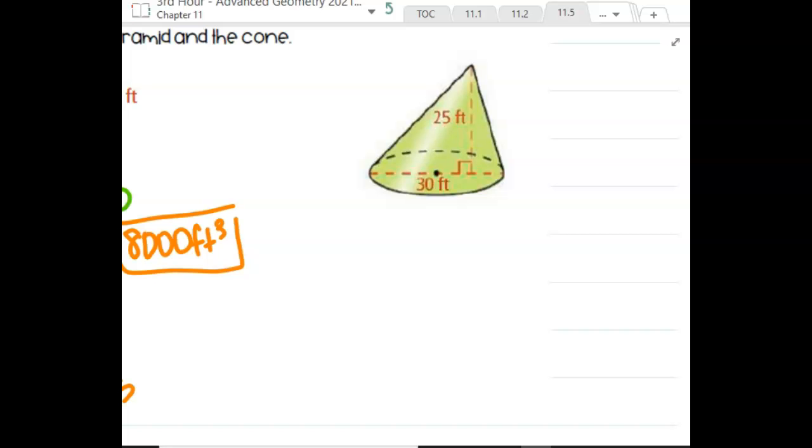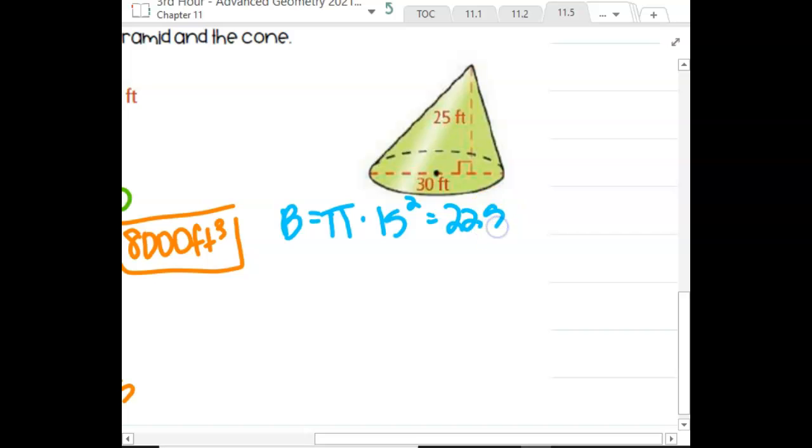We are going to start, just like we did yesterday, with finding the area of the base. Since it is a cone, the base is a circle, so hopefully we know by now, how do you find the area of a circle? Pi r squared. So pi times, what is my radius? 15. 15. So we get 225 pi.